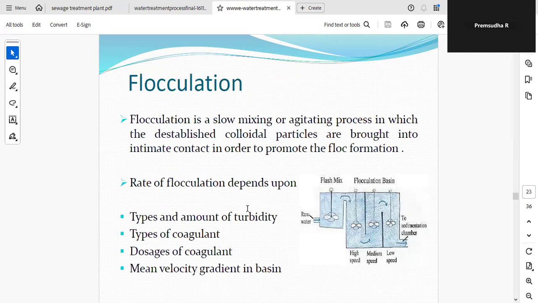Then flocculation is a slow mixing or agitating process in which destabilized colloidal particles are brought into intimate contact in order to promote the floc formation. The rate of flocculation depends upon the amount of turbidity, types of flocculant, dosage of flocculant, and mean velocity gradient.